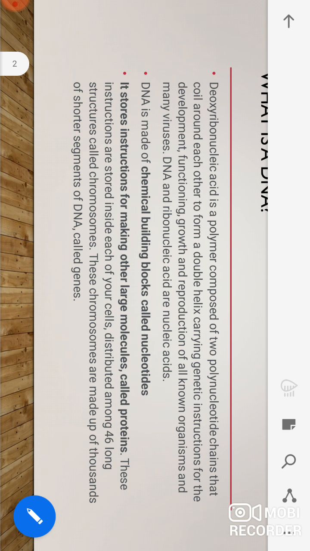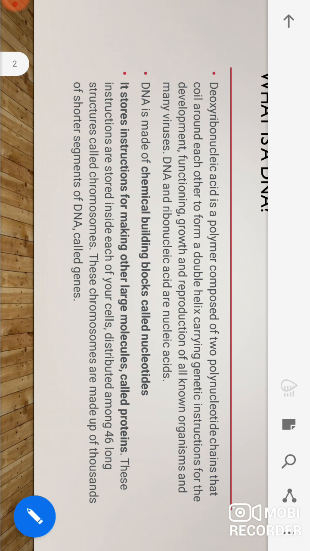DNA and ribonucleic acid are nucleic acids. DNA is made up of chemical building blocks called nucleotides. Actually, they are small particles and they are called nucleotides. It stores instructions for making other large molecules called proteins. These instructions are stored inside each of your cells, distributed among 46 long structures called chromosomes. These chromosomes are made up of thousands of shorter segments of DNA called genes.